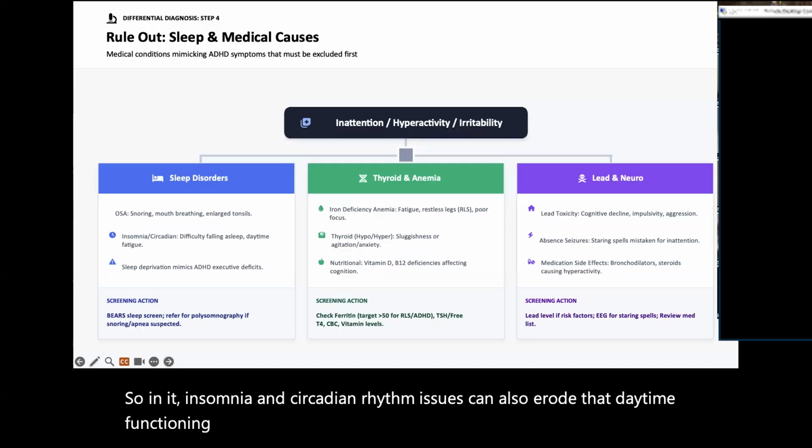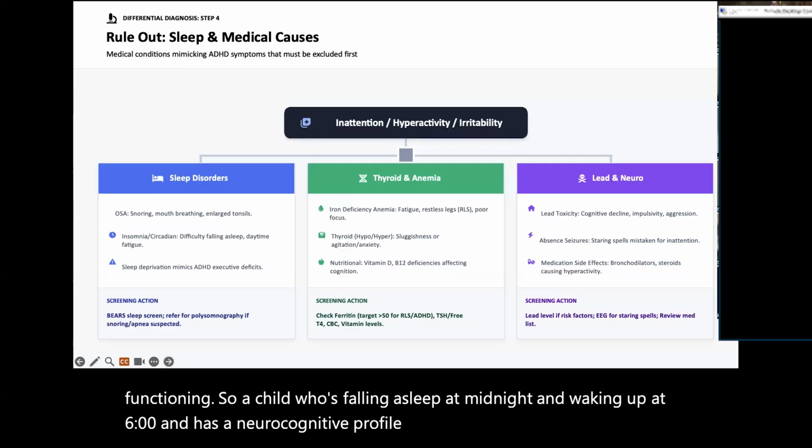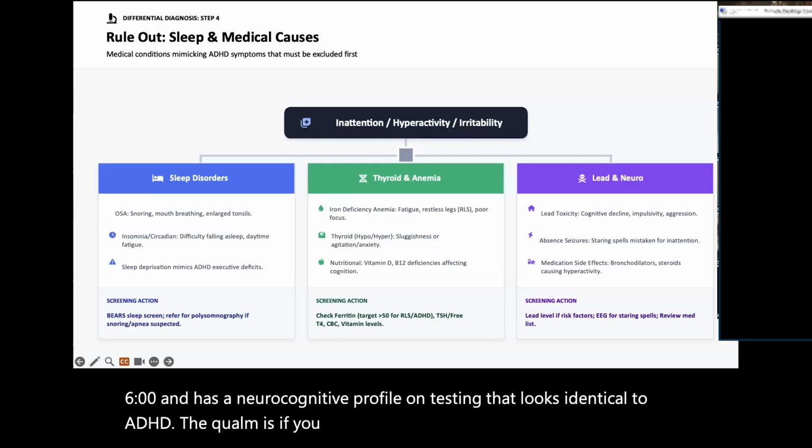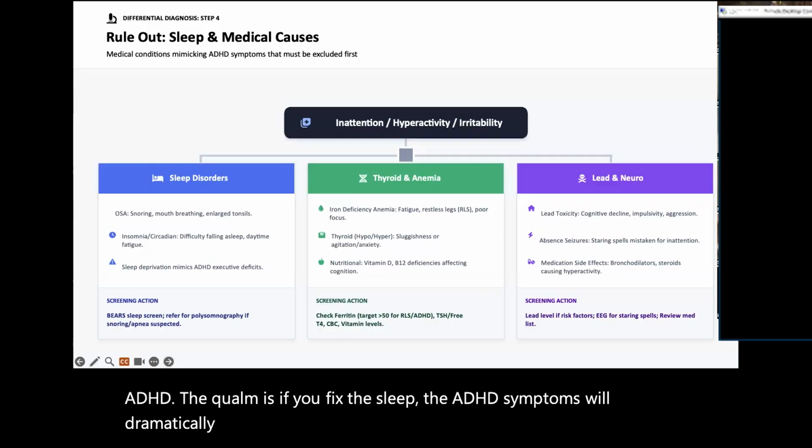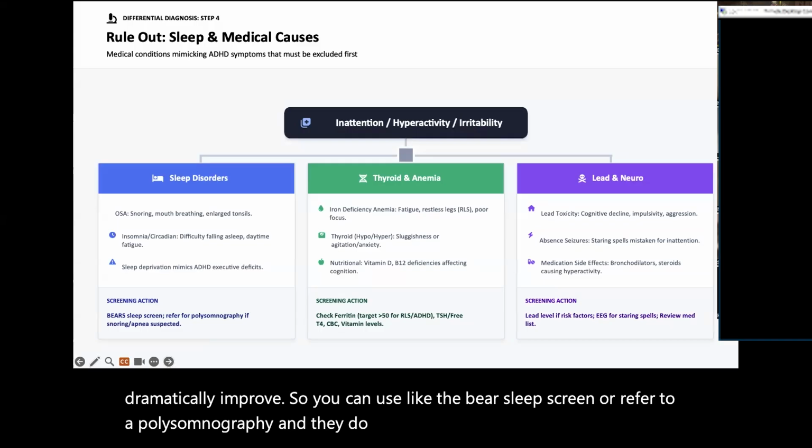So a child who's falling asleep at midnight and waking up at 6 may have a neurocognitive profile on testing that looks identical to ADHD. The catch is, if you fix the sleep, the ADHD symptoms will dramatically improve. You can use the BEARS sleep screen or refer to polysomnography, and they do it for kids too.